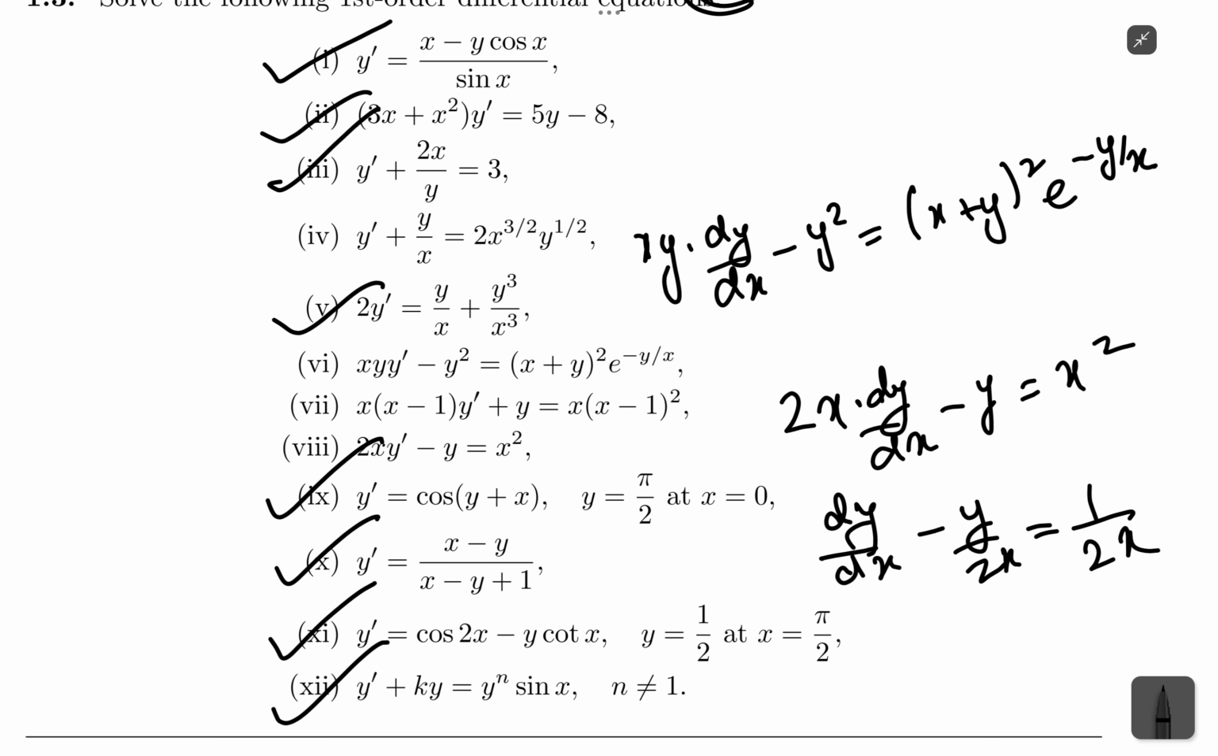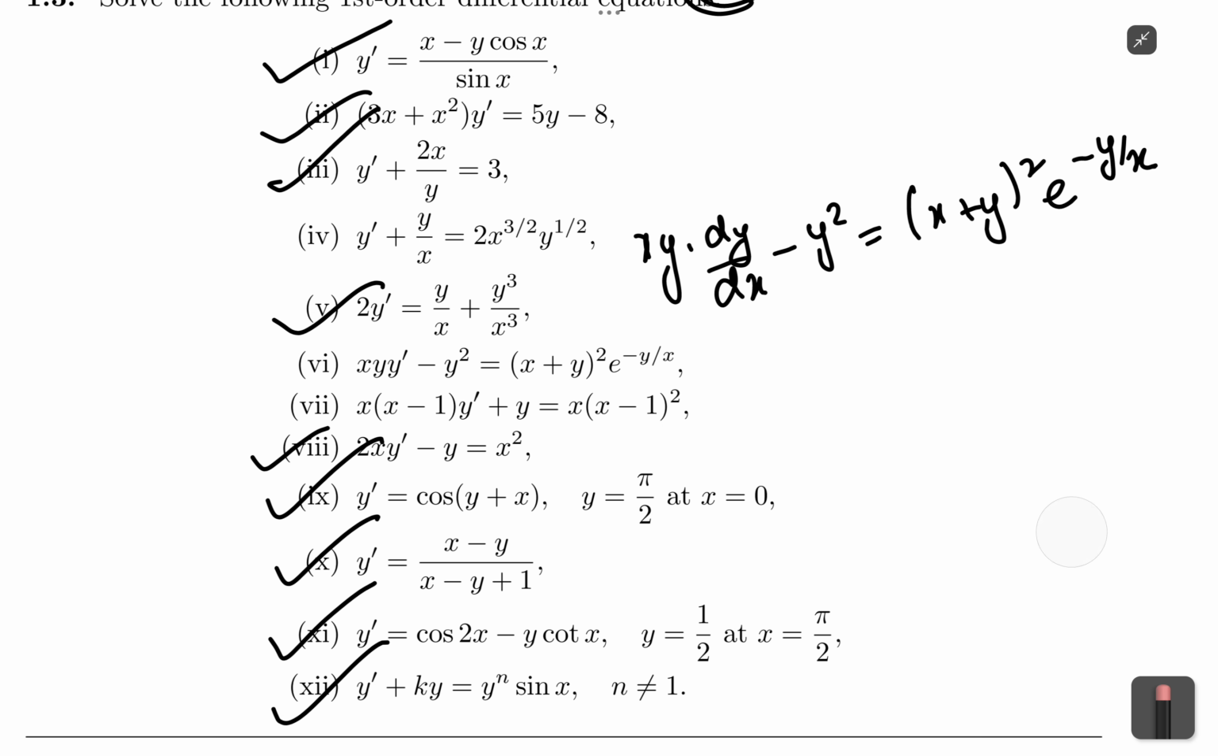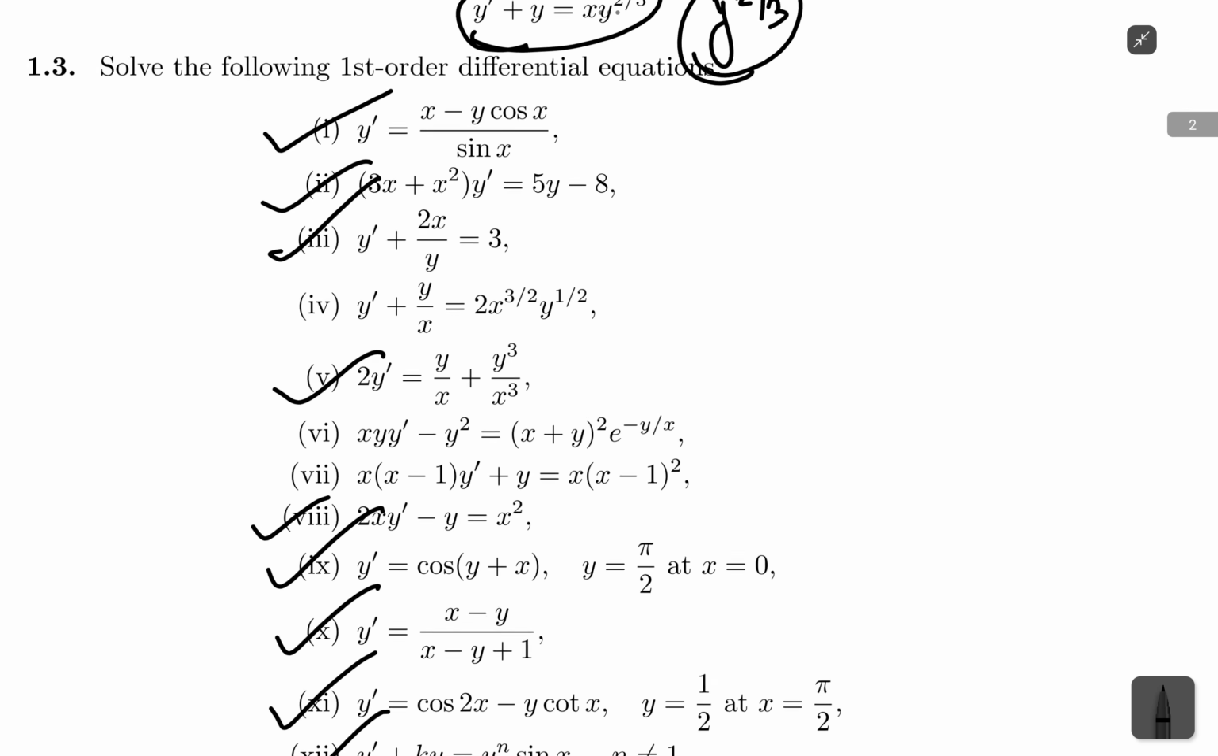1 by 2x, no, x by 2, my bad. Yeah, so again, this is also a linear differential equation. Okay, cool. Okay, how about this?